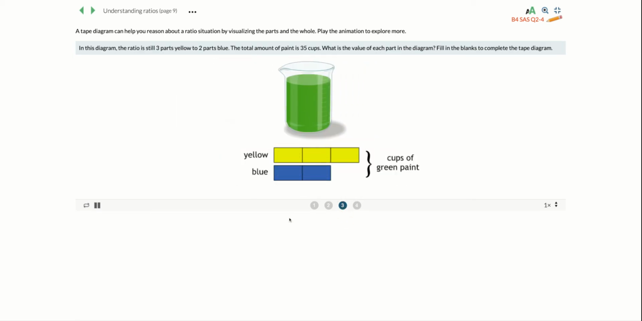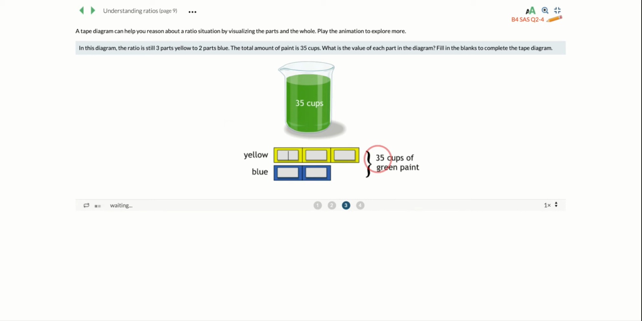Let's try a different situation. What would happen if I had 35 cups of green paint? Well, I still have 5 parts of yellow and blue paint to fill. So how many cups would go into each part of the 5 parts?